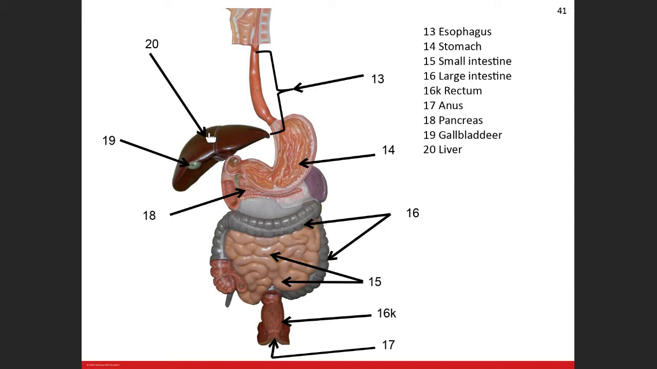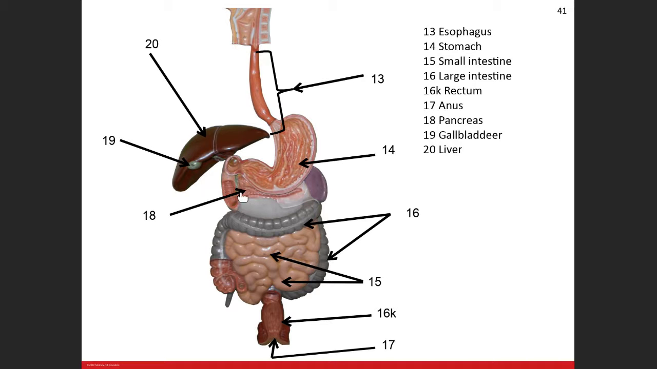you have the liver, largest internal organ. Just below it, this little green glob, that's going to be the gallbladder. Then you have the first portion of your small intestine, the duodenum here. And then sitting in between the duodenum and the spleen is the pancreas here. That is another accessory organ.